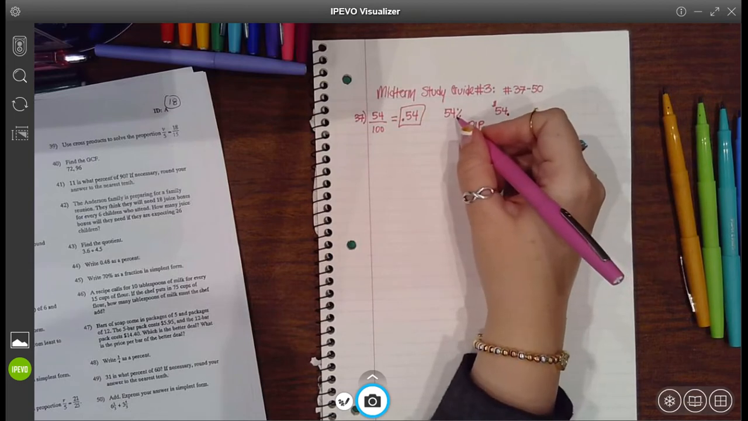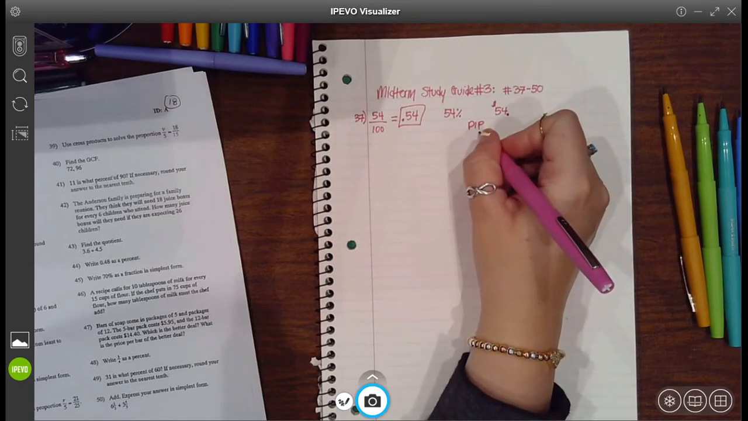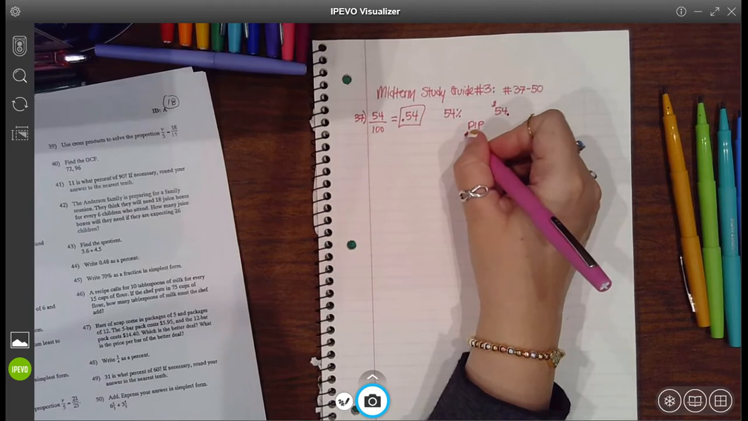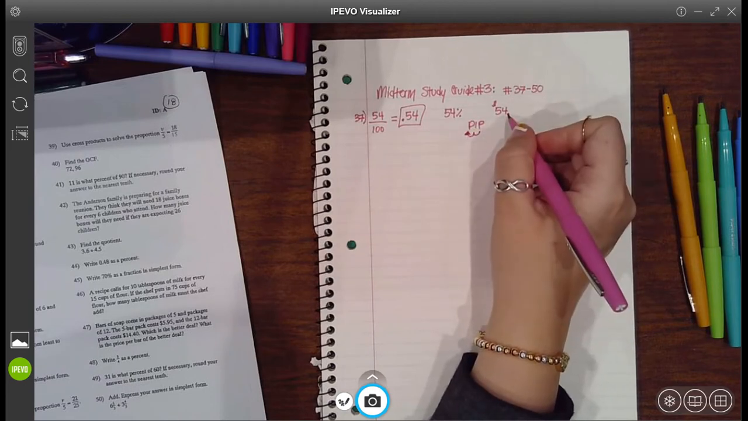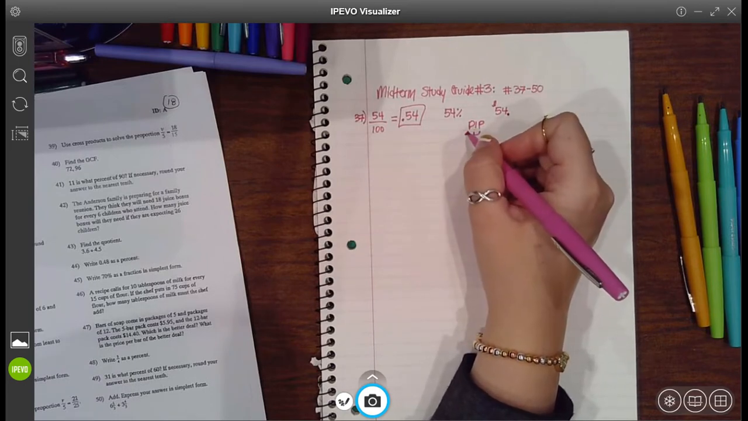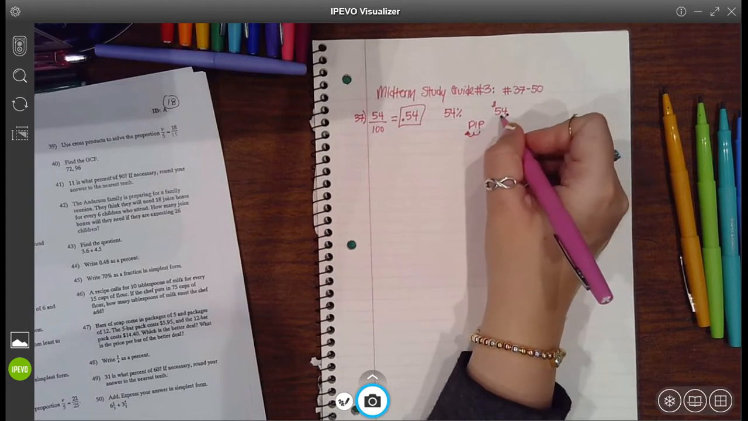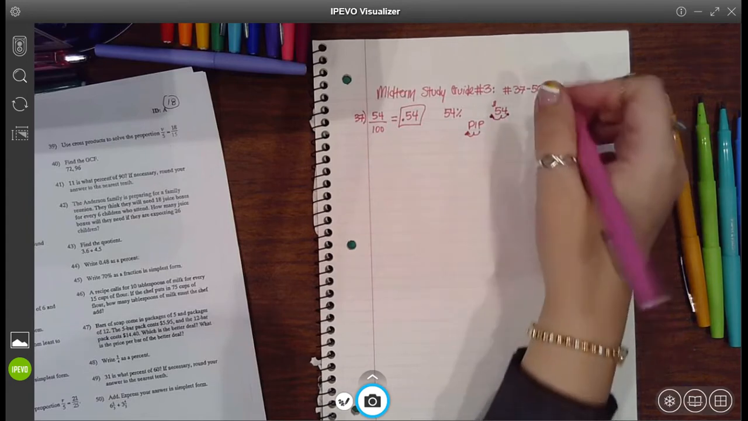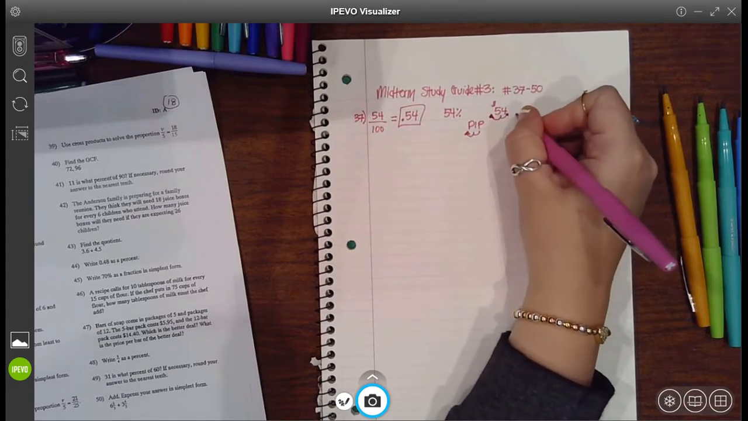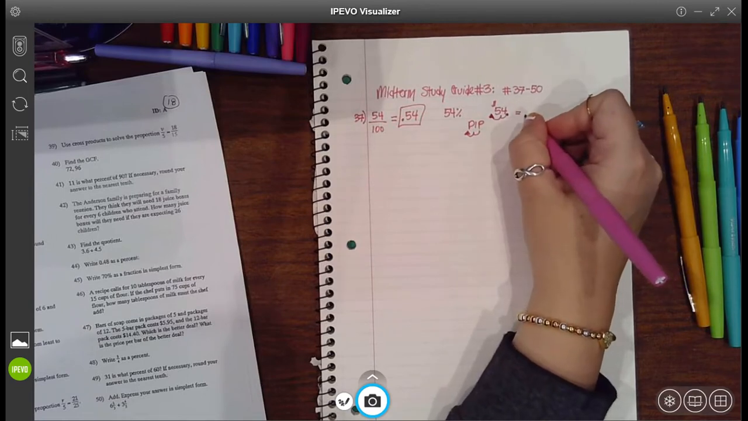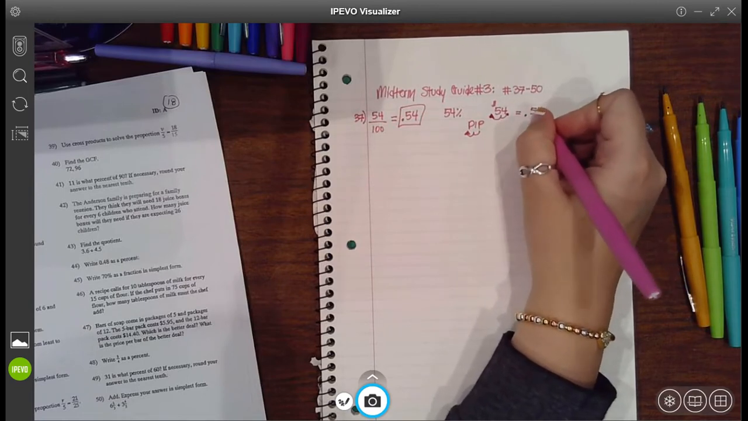I currently have a number that's a percent, and I want it to become a decimal. So the decimal right now is here. If I want it to become from a percent to a decimal, I'm going to move it 2 places to the left. So now it's before the 5. So 54% as a decimal is the same thing as 0.54.